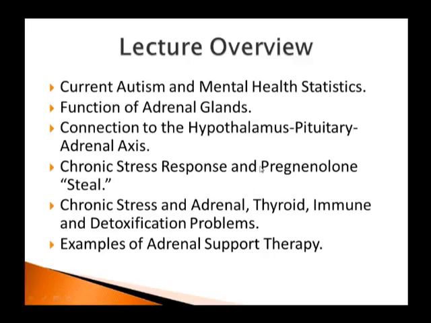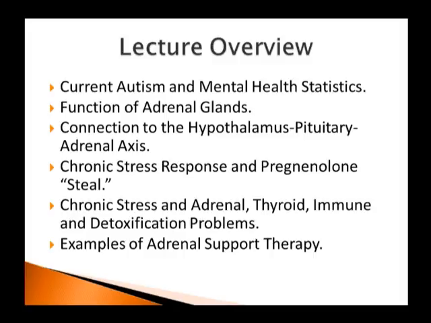So what are we going to talk about tonight? Well, first off, we're just going to go over some brief statistics on autism and mental health. We're going to talk about the function of the adrenal glands, and then we're going to introduce the concept of the hypothalamus pituitary adrenal axis. What's that connection? And then linking that to something called the chronic stress response, and something that probably people within the biomedical community haven't heard about before is something called pregnenolone steal.